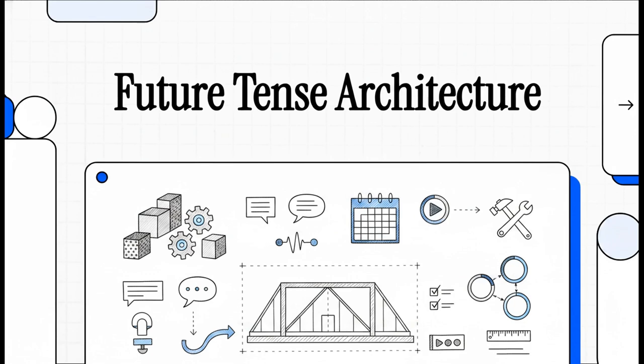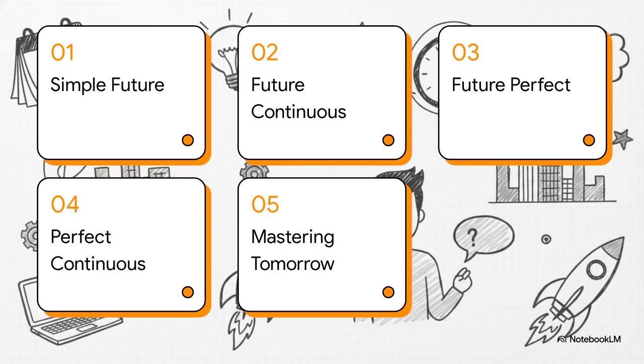So we're going to roll up our sleeves and look at the exact grammatical blueprints that let us organize our plans, our promises, and our predictions. All right, here is our blueprint for today. We're covering 1, the simple future, 2, the future continuous, 3, the future perfect, 4, the future perfect continuous, and finally, 5, mastering tomorrow. Let's get into it.